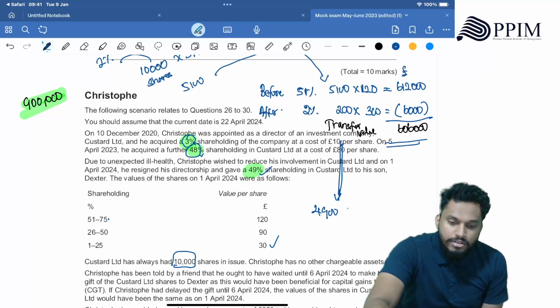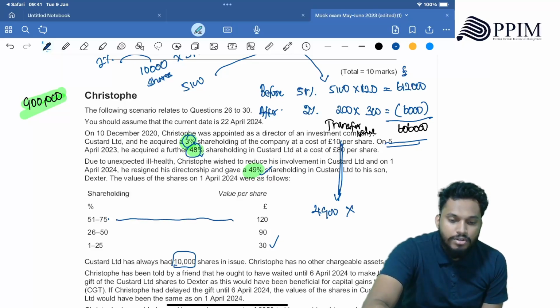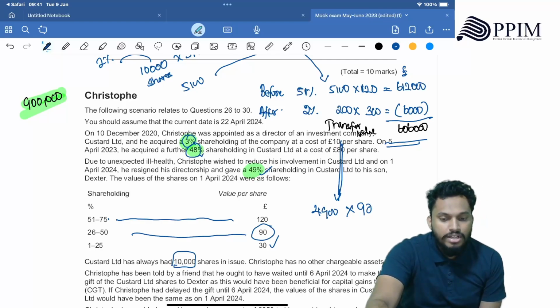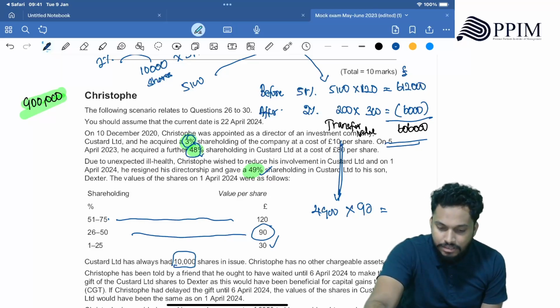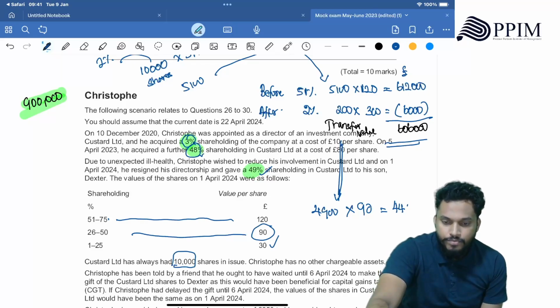So 4,900 shares, what is the percentage? 49%. So for the 26 to 50 band, the value is 90. So you will be selling at 90. So 4,900 into 90 is how much? It can't be 600. 4,900 into 90 is 441,000 pounds.